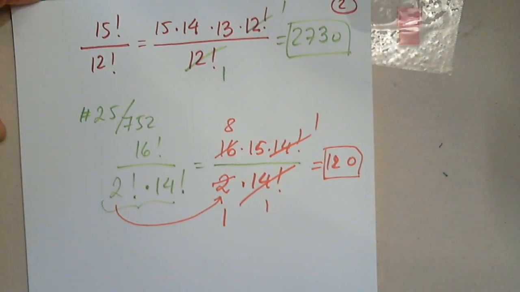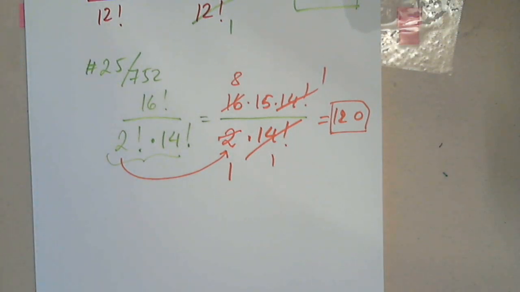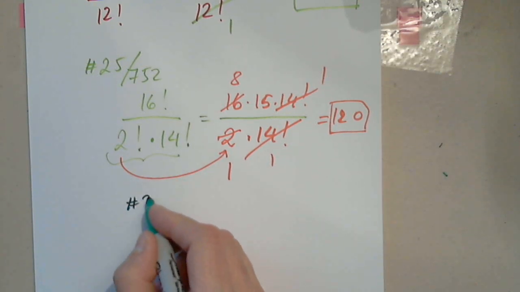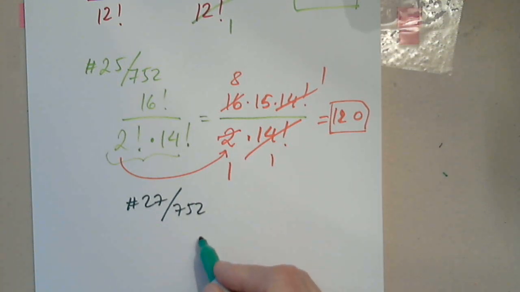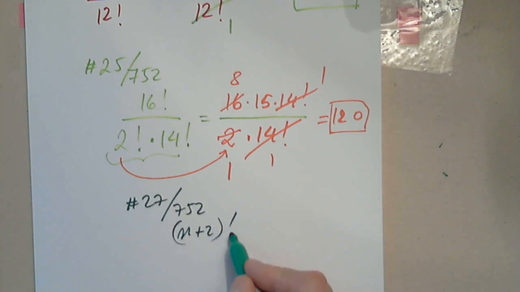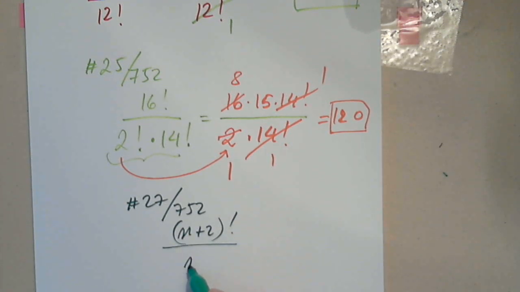Here's another example of factorials before we move on to the next topic. Or, of course, I'll let you decide if you want more examples. Let's say 27. Same page, of course, 752. So we have n plus 2 factorial divided by n factorial. We can put this in the calculator, but we can still simplify it. Again, I'm asking myself the same question: which one is bigger, n plus 2 or n?